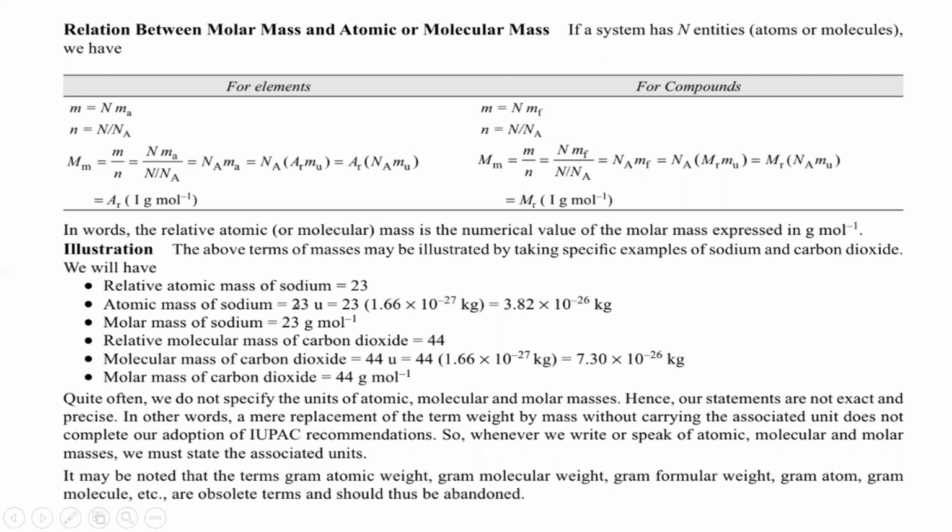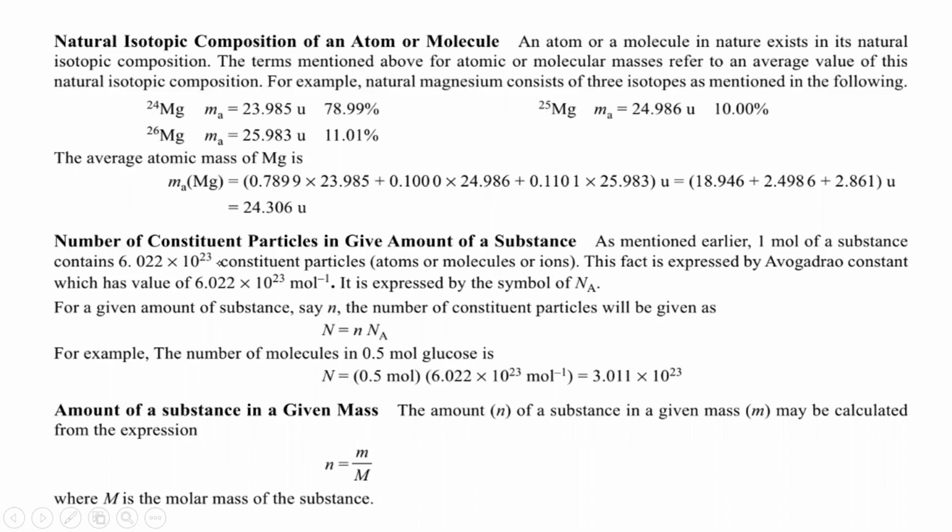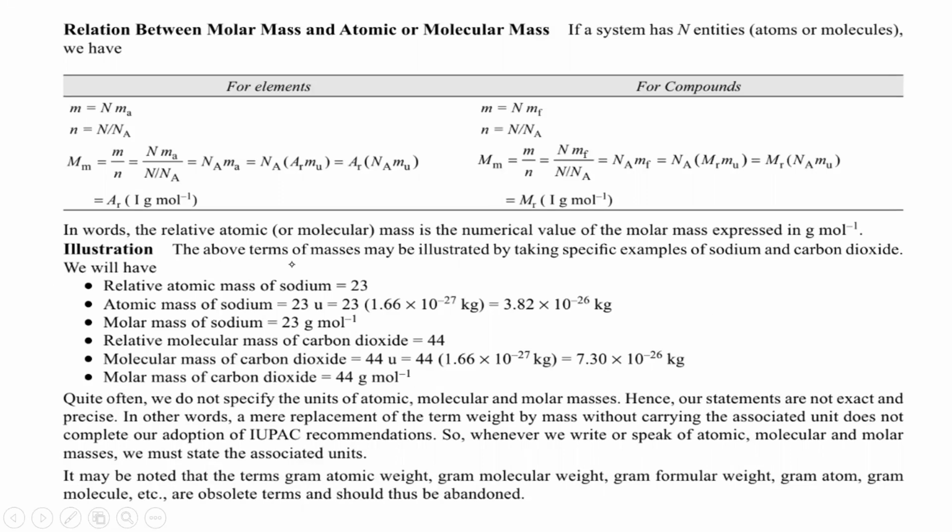Next, relative atomic mass of sodium is 23. This table indicates, for this example, you can understand better. Relative atomic mass of sodium, already you know the mass of sodium atom is 23. So atomic mass of sodium becomes 23 U, where U is called unit. That is 1.67 into 10 to the power minus 27 kg, so the final answer is 3.8 into 10 to the power minus 26 kg. Similarly, molar mass of sodium: since sodium is a monoatomic molecule, molar mass is equal to 23 grams per mole.